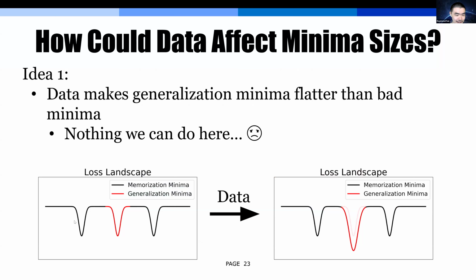So we can imagine that here is a loss landscape with a low amount of data. As we add data, the actual minima that is pretty good tends to become larger and flatter than the other ones that we don't want. And in that case, there's nothing really we can do.